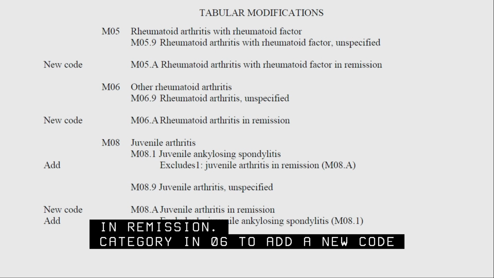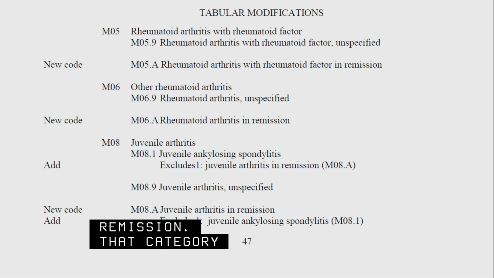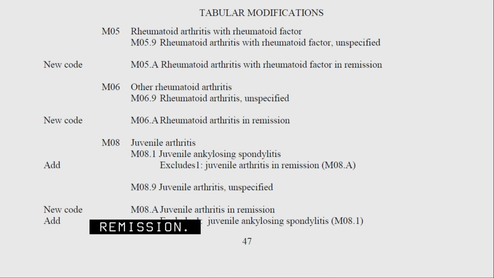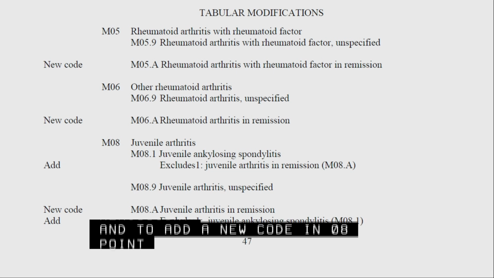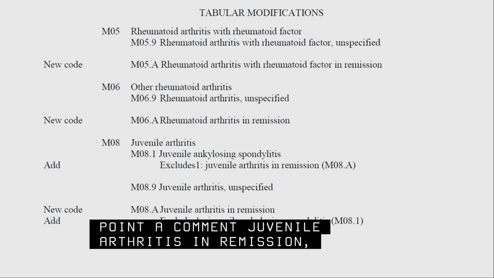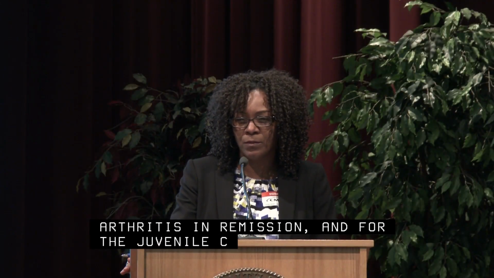At category M08, juvenile arthritis, to add excludes one note for juvenile arthritis in remission, and to add a new code M08.A, juvenile arthritis in remission, and add the excludes note 1 for the juvenile ankylosing spondylitis. Are there any comments or questions here in the room?